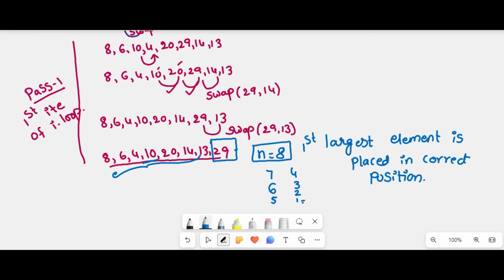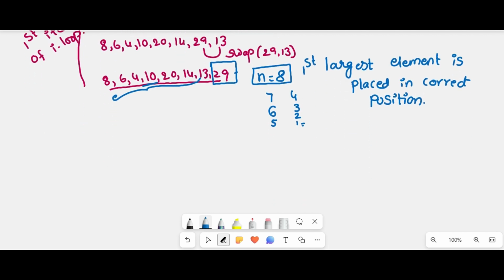So consider now the subarray. Ignore that last element. Now this is pass 2. In pass 2, consider only these elements: 8, 6, 4, 10, 20, 14, 13. Only consider this array. Ignore 29. Okay. As usual, repeat the process.